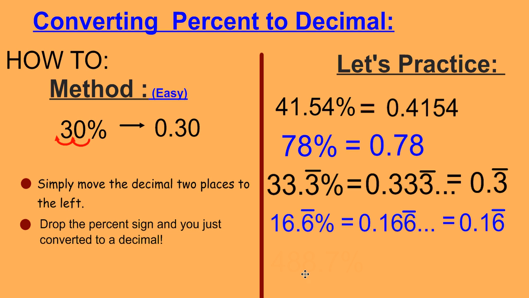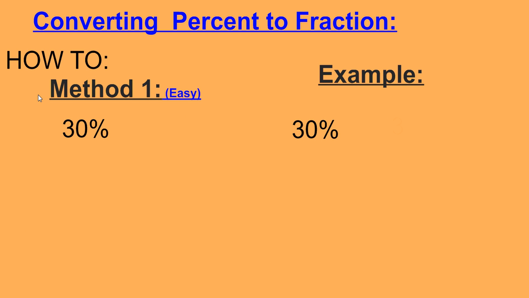And the next one, how would you convert 488% or 488.7% into a decimal? That's right. Just move that decimal 2 places to the left. You got it. Moving on. Now this is a little bit more challenging, but converting a percent to a fraction.